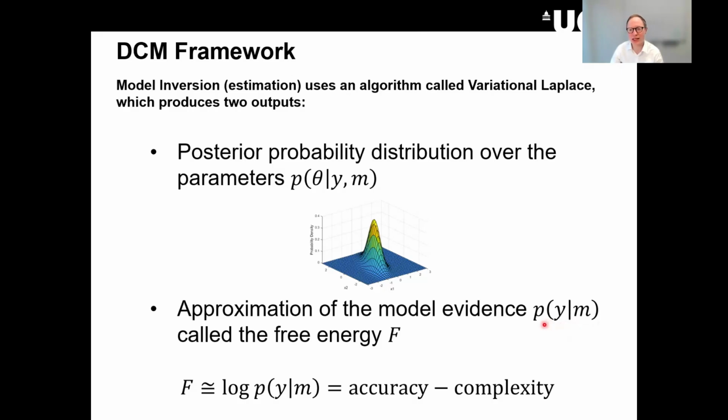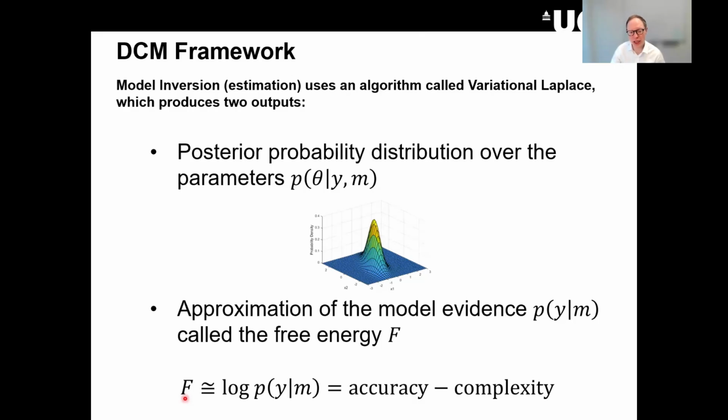Turns out you cannot estimate that precisely, but you can approximate it, and that approximation is called the free energy in statistical physics. It's called the ELBO, evidence lower bound, in machine learning. The one thing I want you to take away is, firstly, that it's just a number. So you can compare different models, and you can ask whether one model is better than another simply by comparing the free energies, by asking which F value is the most positive. More positive is better in DCM.